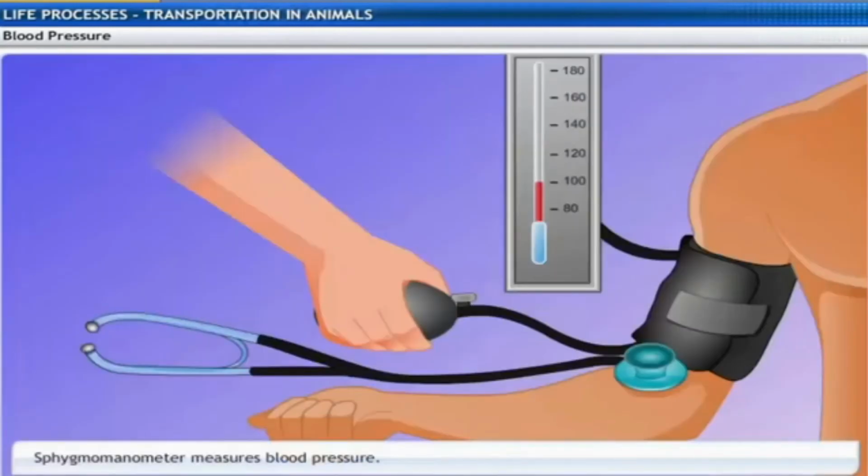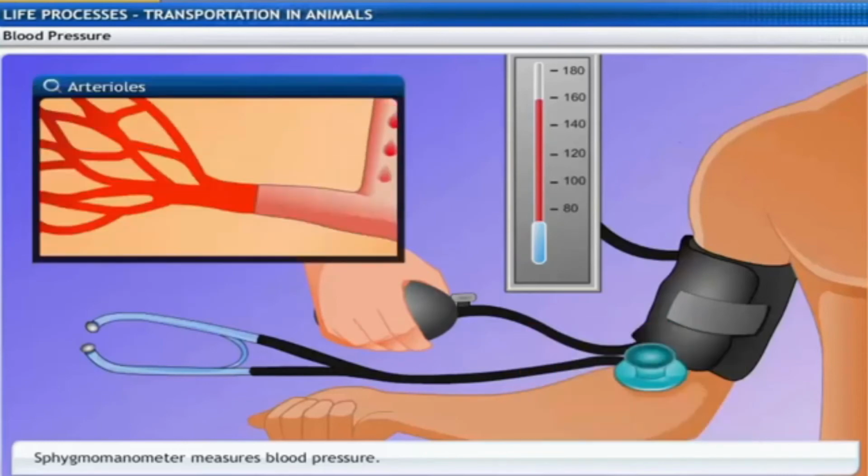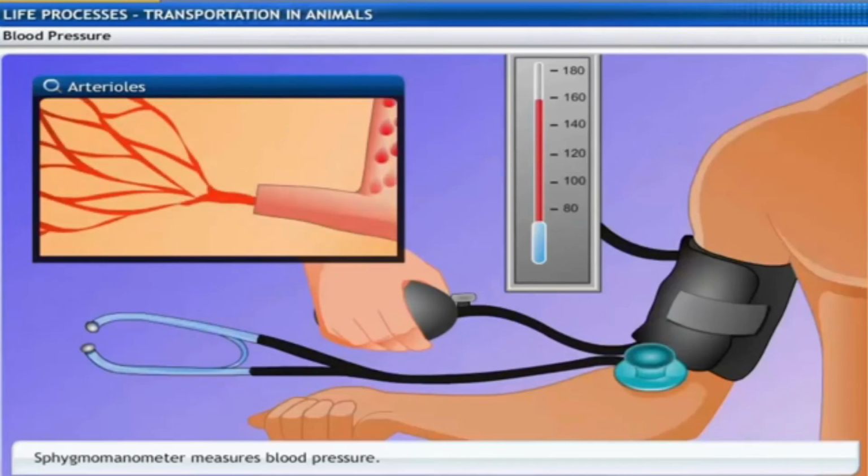An instrument called a sphygmomanometer is used to measure blood pressure. High blood pressure is also called hypertension. It is caused by the constriction of capillaries of arteries called arterioles. This results in increased resistance to blood flow. High blood pressure can lead to ruptured arteries and internal bleeding.